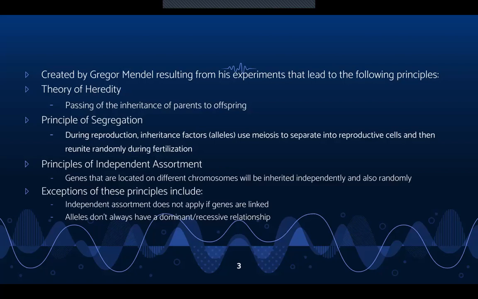There are exceptions to these principles, like how independent assortment does not apply to genes that are linked on a chromosome, and alleles don't always have a dominant/recessive relationship. There are also patterns of inheritance, like autosomal dominant and recessive patterns, X-linked dominant and recessive patterns, as well as a mitochondrial pattern. Each of these affect people in different ways and are also present when looking at diseases.